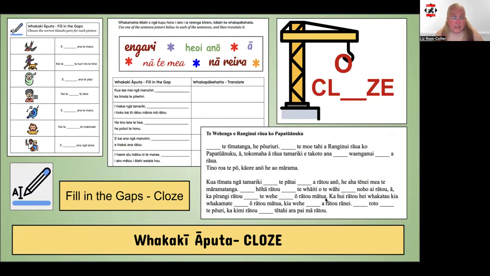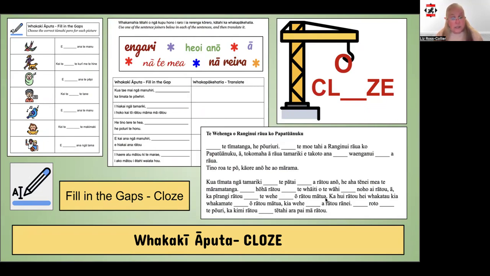The first type of sentence builder is the cloze. In Te Reo Māori, whakaki āputa, which just means fill in the gap. It's pretty self-explanatory, but it's just a piece of text or a list of sentences where there are gaps that need to be filled in. Sometimes there might also be a word list to choose from. So here are some examples.